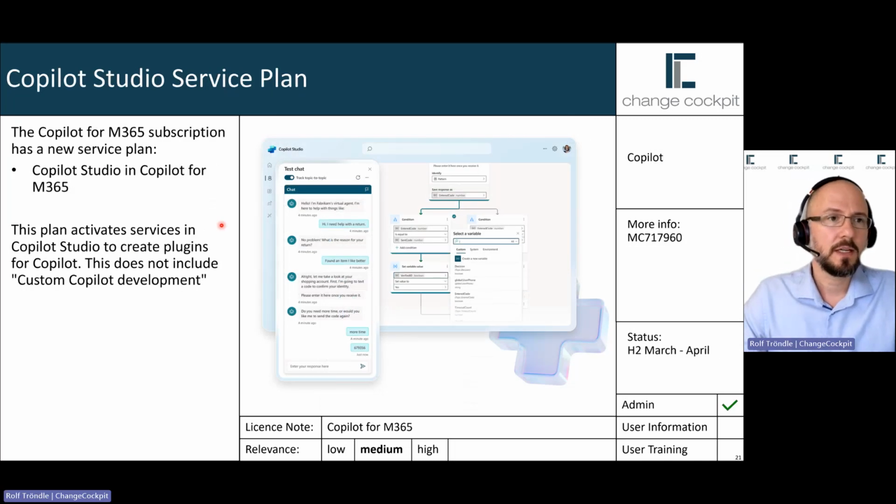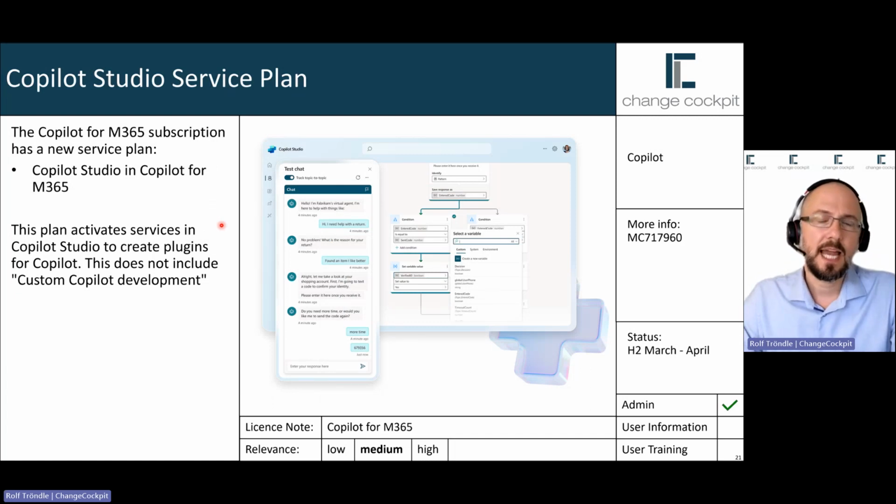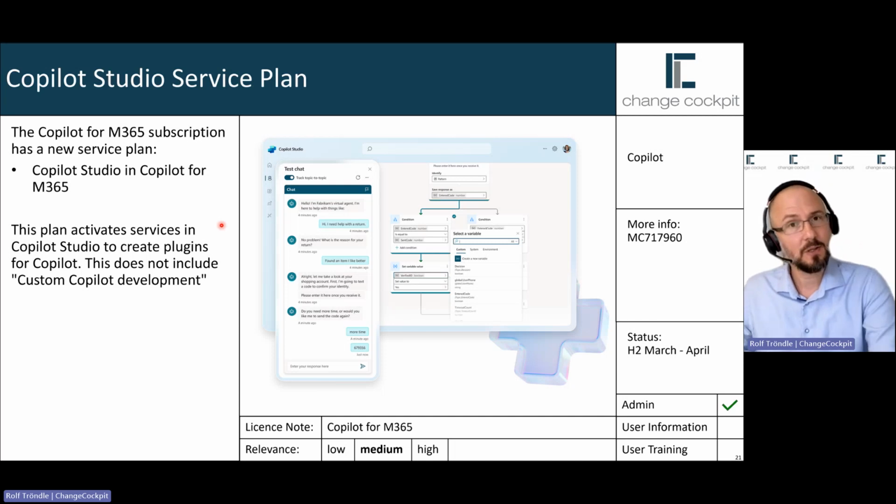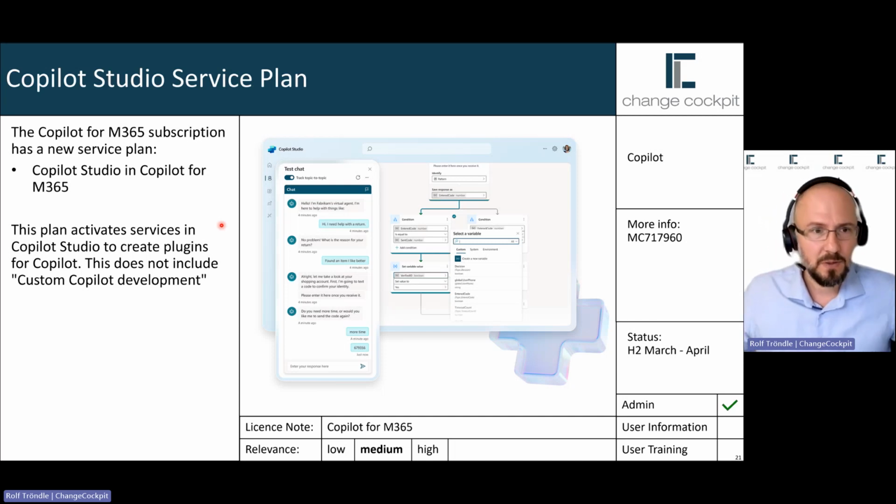You will get another service plan. If you manage your service plans individually in your license, then this could be important to you. You will get a new service plan called Copilot Studio and Copilot for M365. No, you won't get the Copilot Studio license for free. That's another license, another subscription.